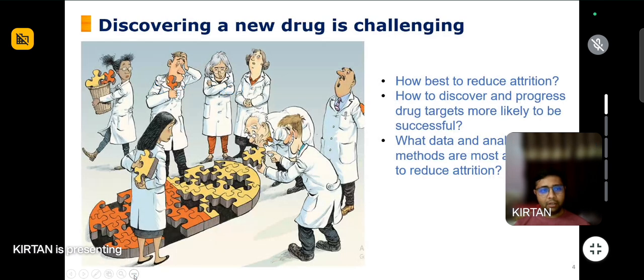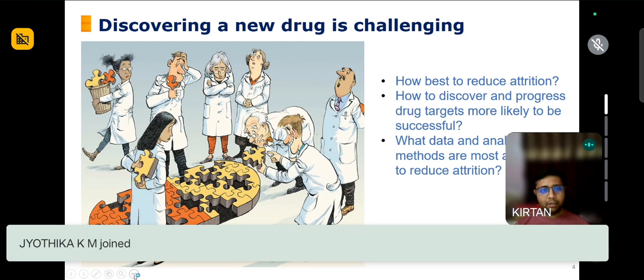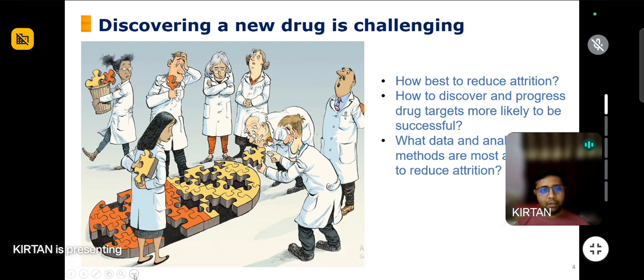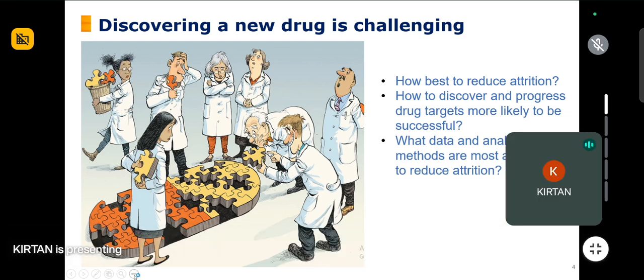Okay. Now, let's begin with some understanding, just one concept, like how to reduce the iterations and discover progress of the target, or what successful data analytics method or approach to create for that. And you see some scientists are basically taking one jigsaw piece, and they are taking their own side. So that is the current scenario.